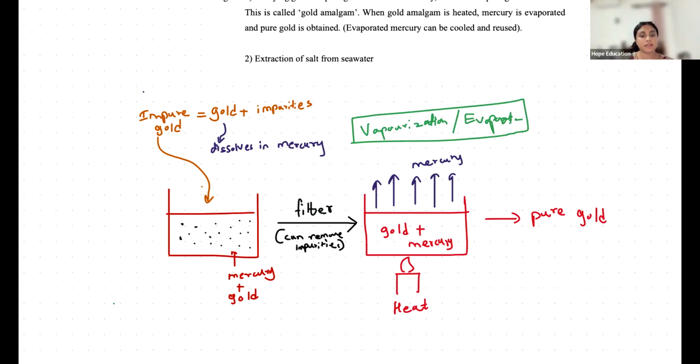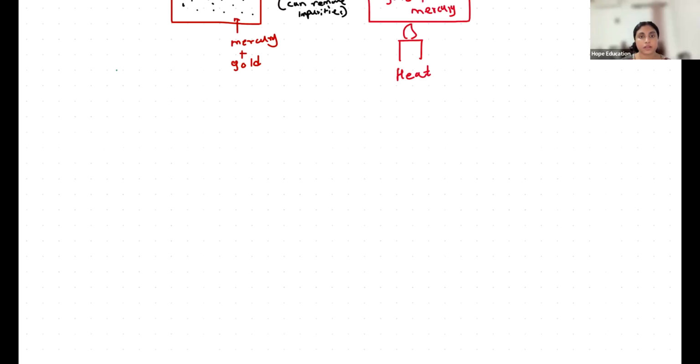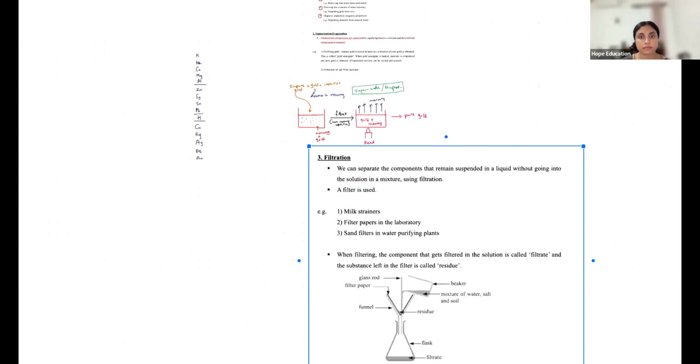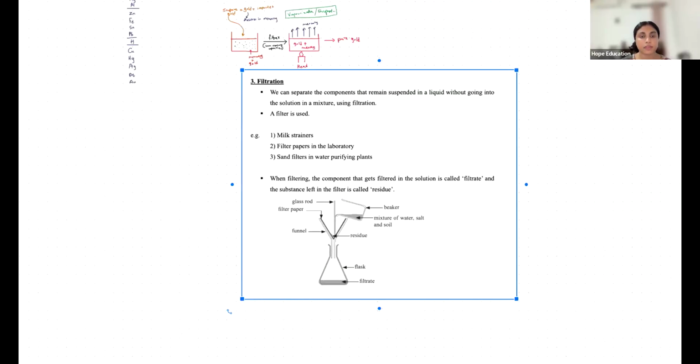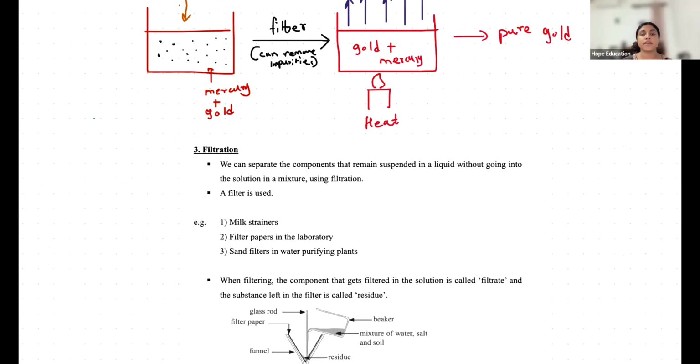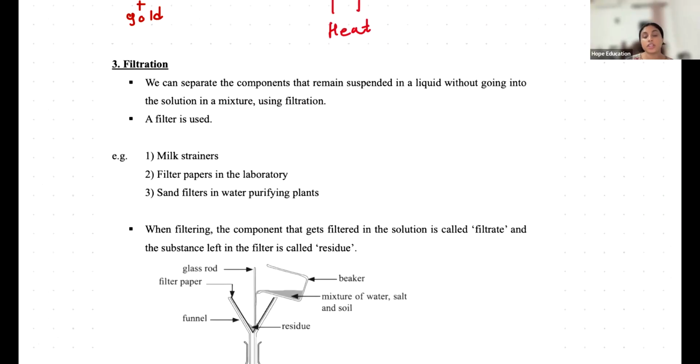Okay, so next method, next separation technique, filtration. We can separate the components that remain suspended in a liquid without going into the solution in a mixture using filtration. A filter is used. This is pretty simple. Now let's think we are making tea.